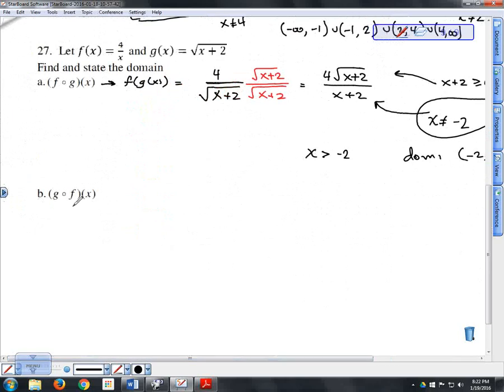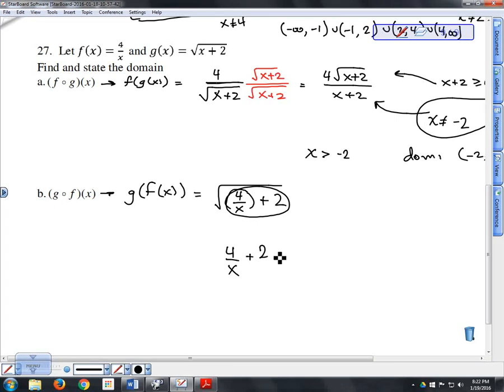And then part B, g of f of x. The f function is going inside the g function, so the g function is a square root of an input plus 2. Now the input is 4 over x. This one's a little trickier. I'm going to combine this into one expression, 4 over x plus 2, so I'm going to multiply that by x over x. So 4 over x plus 2x over x is 4 plus 2x over x.